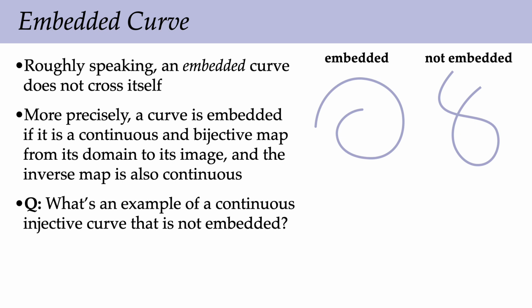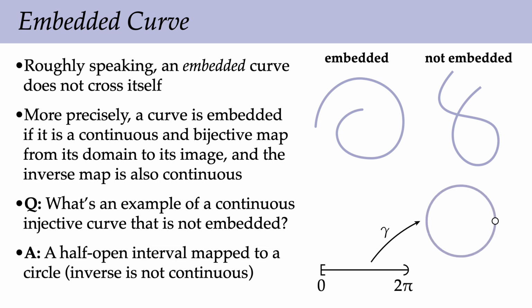So how could it be? How could it be that I have a nice continuous injective map, but I failed to be embedded? Isn't embedded something about crossing the same point twice? Well, this is a really, really important example. Actually, it's a little more subtle what embedded means.